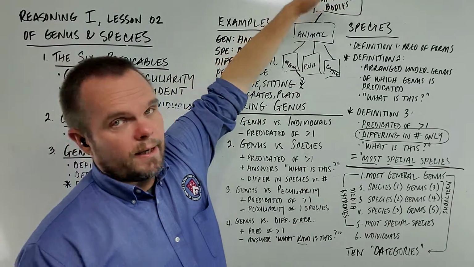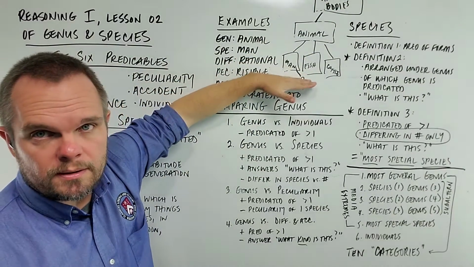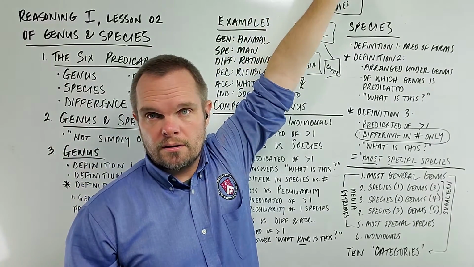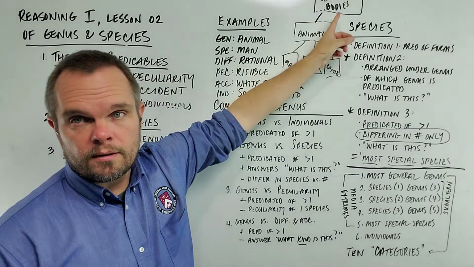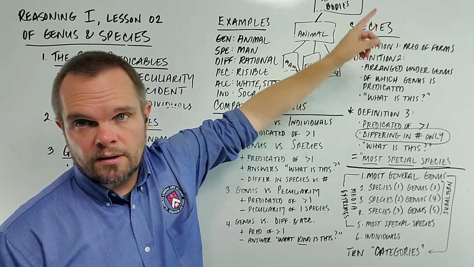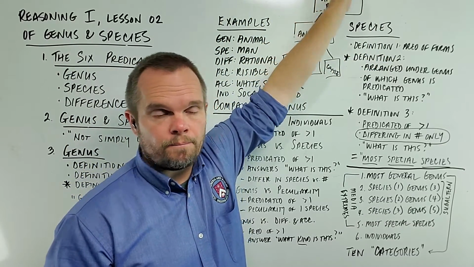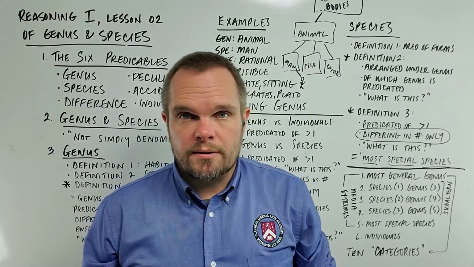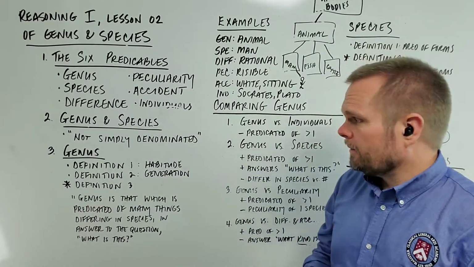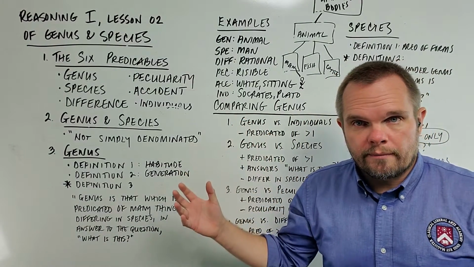Every single class in between the most special species and the most general genus can be both genus and species. The most general genus is only genus. The most special species is only species. Okay? That's the tree of porphyry.